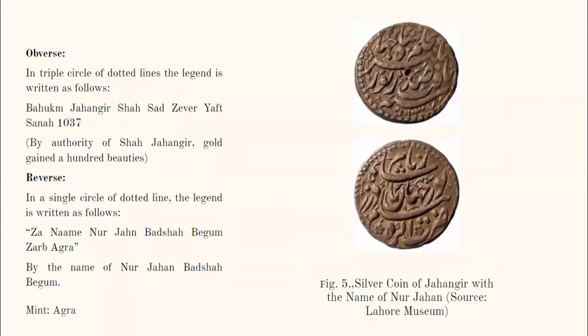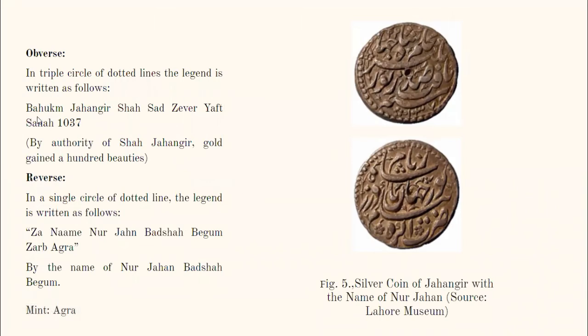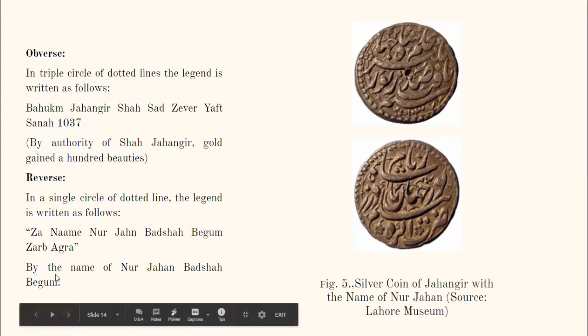So as you can see in this coin, which is from Lahore Museum, it is a silver coin from the mint of Agra. On the obverse, the couplet reads, Bahukum Jahangir Shah zad zebariya sana 1037, that is, by authority of Shah Jahangir, gold gained 100 beauties. And on the reverse, it reads, Ba-naam-e-Nur Jahan Badshah Begum zad Agra, by the name of Nur Jahan Badshah Begum struck at Agra. Similarly, this is another silver coin from the mint of Lahore, and it reads the same thing: by order of King Jahangir, gold gained 100 beauties by the name of Nur Jahan Badshah Begum.